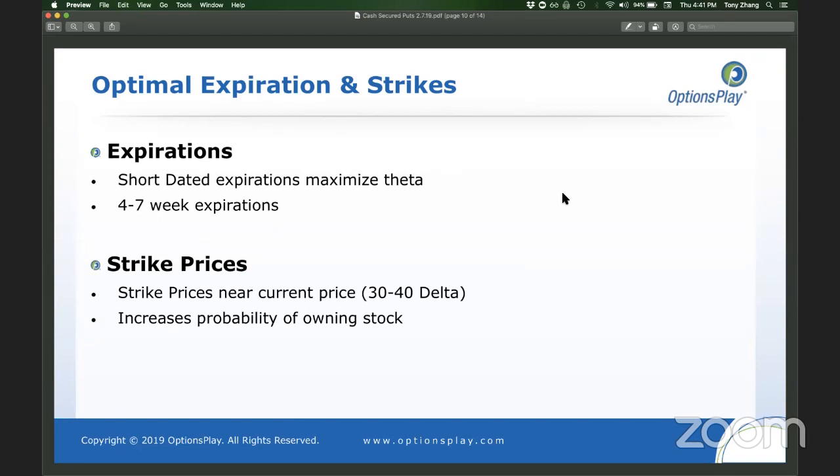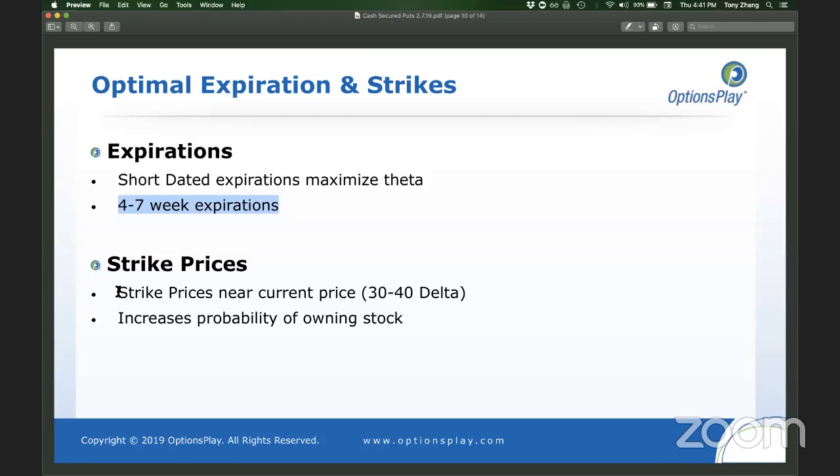So just a summary in terms of optimal expiration and strike prices for selling cash secured puts, we usually want to start with short dated expirations, because again, that maximizes theta, which maximizes your yield. This typically tends to be in that 4 to 7 week range that you'll find these optimal expirations.